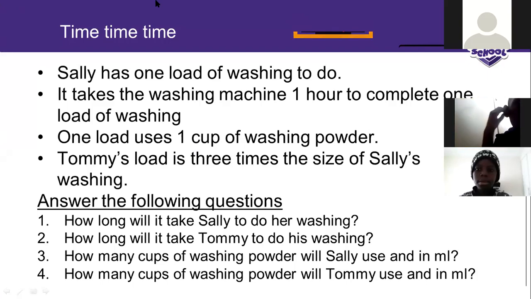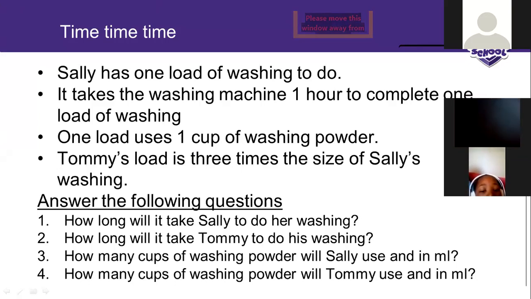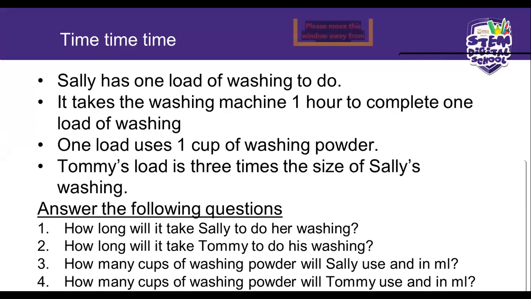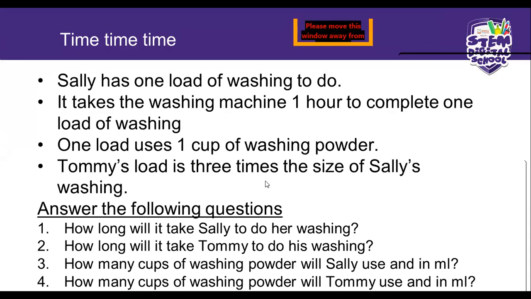You can type it in for me. Anybody who knows? If you've got some 250 milliliters, Hudi says, that's correct. You can even check your mealie meal or your rice at home, and check the milliliters outside. Lutando, that's correct. So 1 cup of washing powder is equal to 250 milliliters.